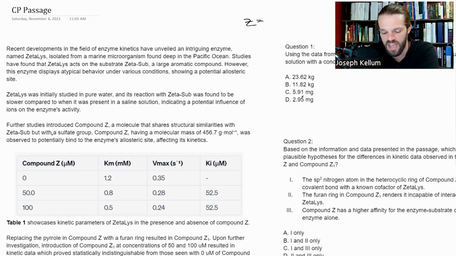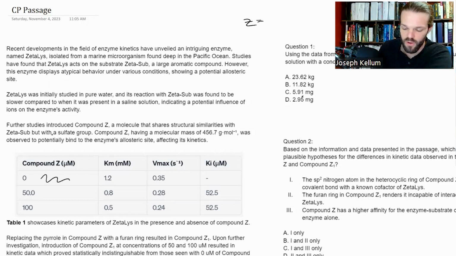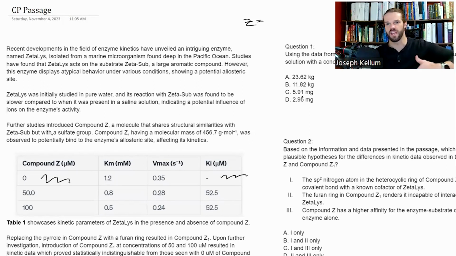Because we were given a Ki, and when compound Z is 0, our Ki is not there. Ki is not relevant, right? Because there is no Ki if you have no inhibitor, right? It could be that we could have had the Ki for compound Y or whatever, and it's irrelevant because nothing's present. And then you can see that as we add more inhibitor, the Ki doesn't change.